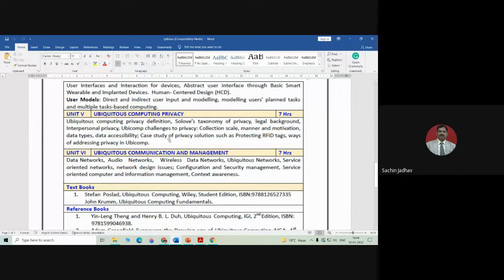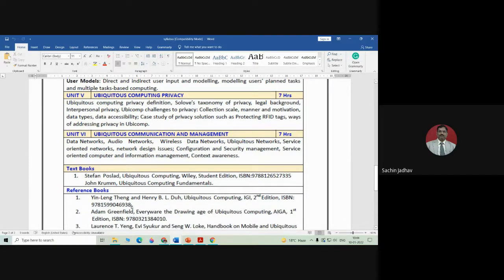So unit number 5 is basically based on privacy, Ubiquitous systems privacy. For the first 4 units, you can see the textbooks here. The first textbook is Stephen Poslad's Ubiquitous Computing book, a Wiley publication, and out of 6 units, only the fifth unit will be considered from our second book, that is John Krumm's Ubiquitous Computing Fundamentals. So this is the second book.